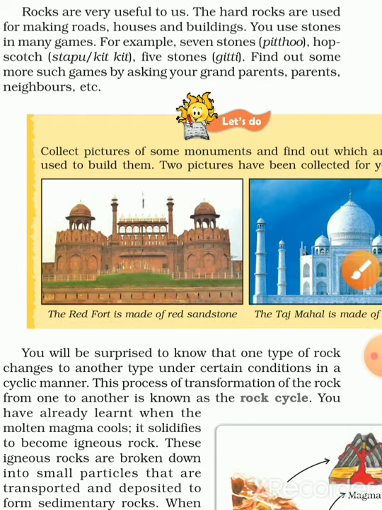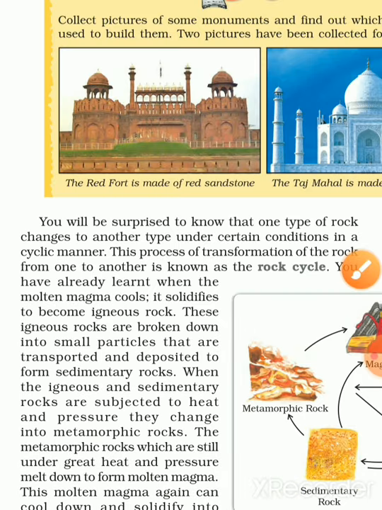Then the next point is the rock cycle. We are going to study the rock cycle. Now what is the rock cycle? You have seen that igneous rock changed into sedimentary rock, and after that again it changed into metamorphic rock. For that reason, igneous rock is called a primary rock. It was the first type of rock which forms, and after that it changes into the different rocks. So igneous rock is called a primary rock.